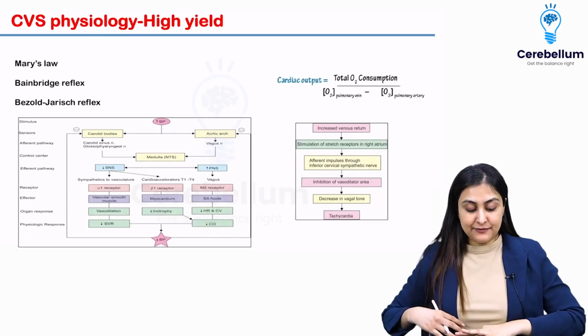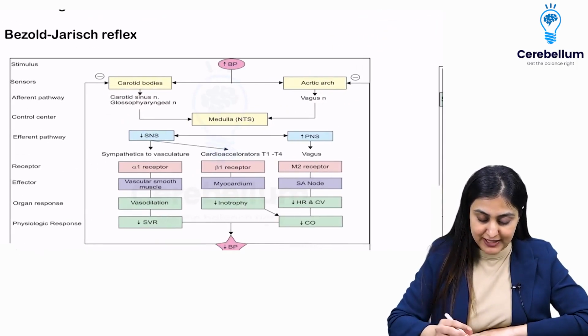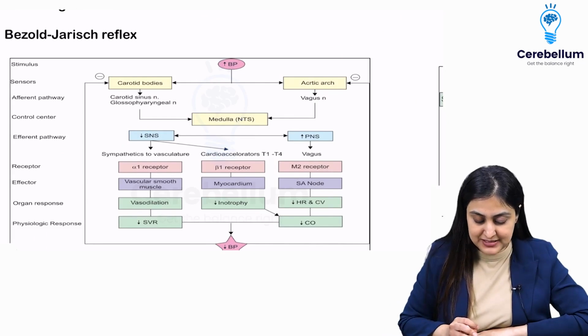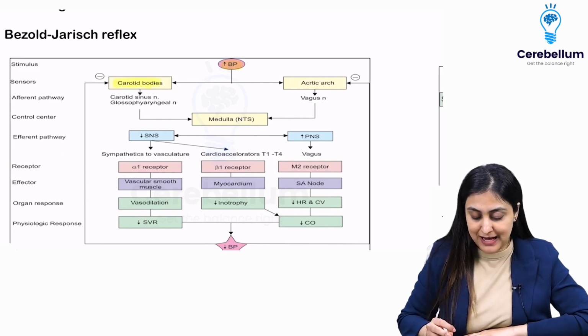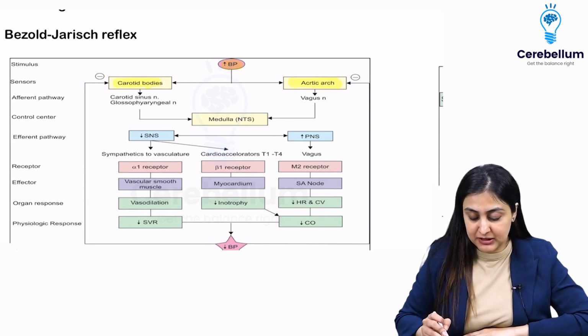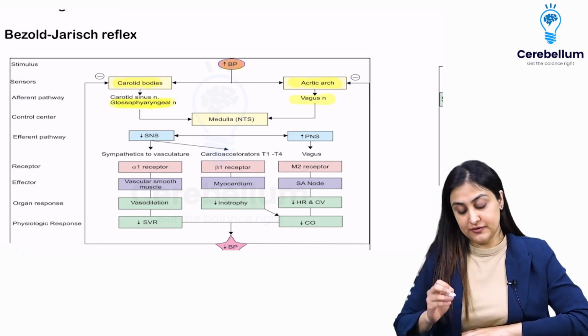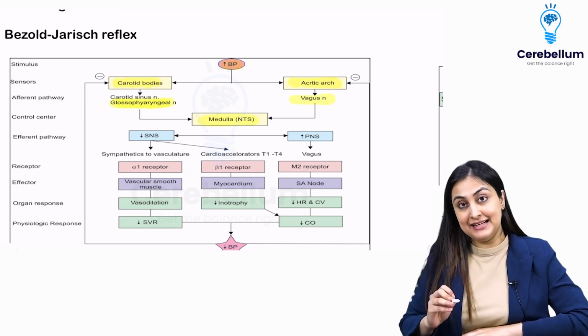Now, a few high-yield facts from CVS. So, first let's understand the baroreceptor reflex. So, here anytime you have a sensation of increased BP by the baroreceptors, which could be in the aortic arch or the carotid bodies. Remember, the outflow of the aortic arch is by the vagus, whereas carotid bodies send the outflow by the glossopharyngeal nerve. They reach the medulla at the NTS.